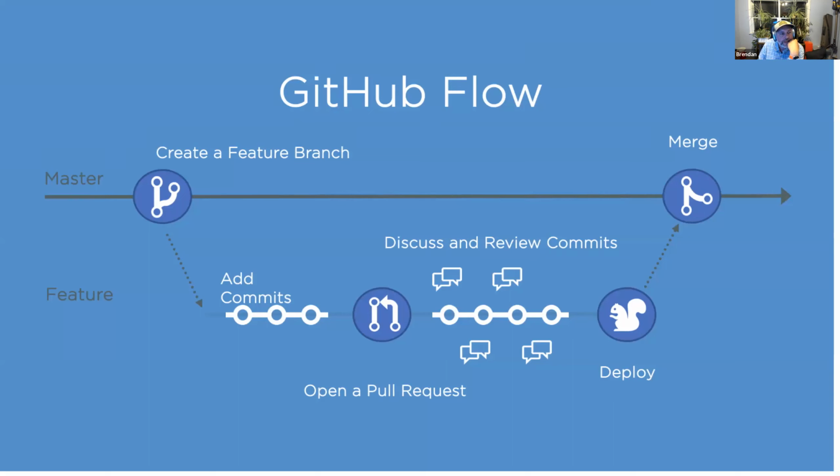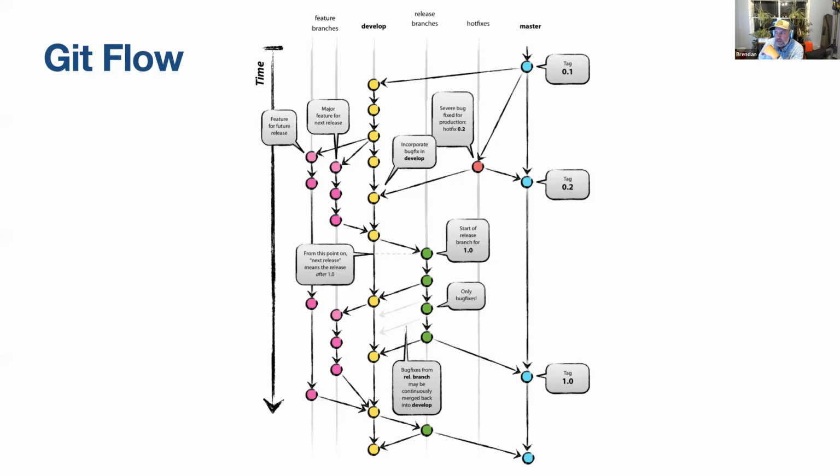So at this point here, you would create a feature branch, and then you would add all your commits. You would talk it over with your team, review your commits, and then you would deploy and merge it back to the master, where then it would be built and deployed. Now, okay, I swear this is one of the simplest diagrams I could find for this. I apologize.